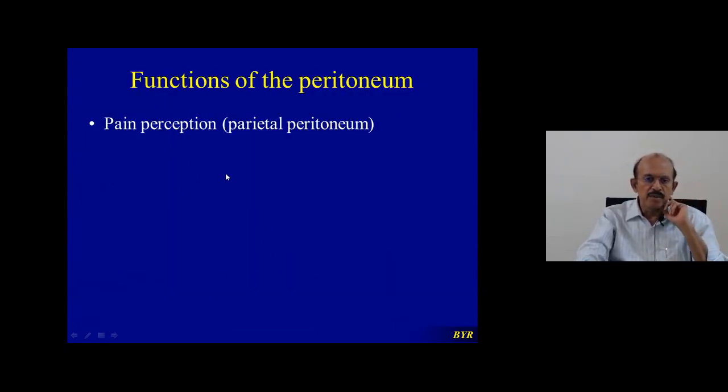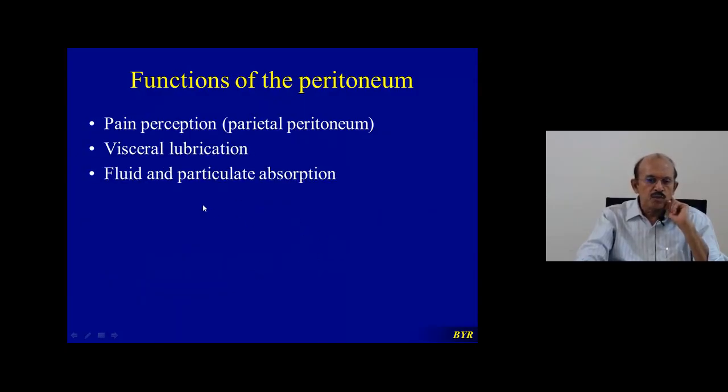Function of the peritoneum: pain perception by the parietal peritoneum, visceral lubrication, fluid and particulate absorption. If any fluid has come out of the bowel loops by transmigration across the bowel wall, not through a perforation but by transudation, because of some hemodynamic or fluid dynamic changes, the fluid from the bowel wall will exude into the peritoneal cavity. That will be absorbed.